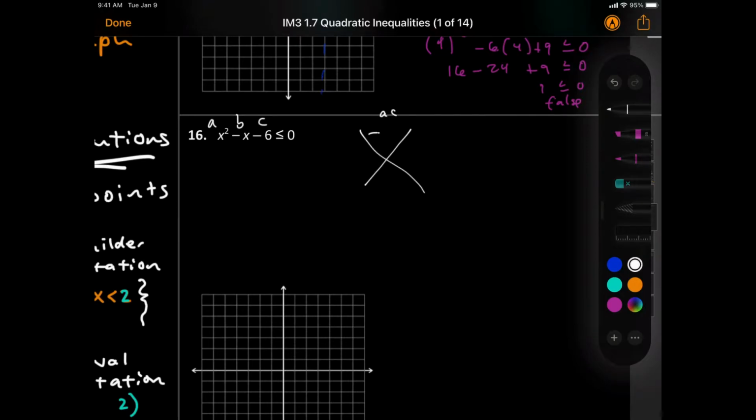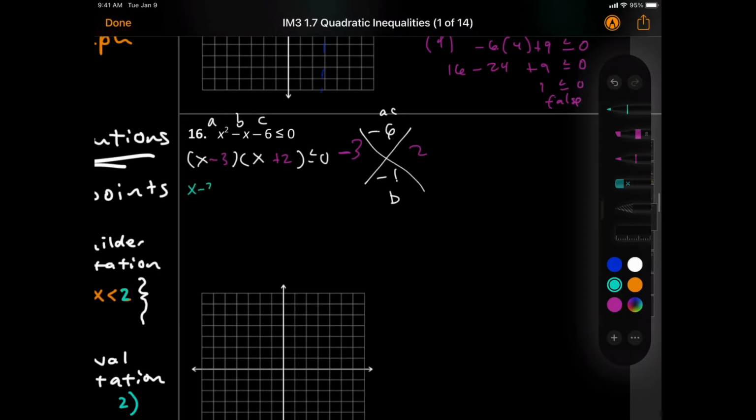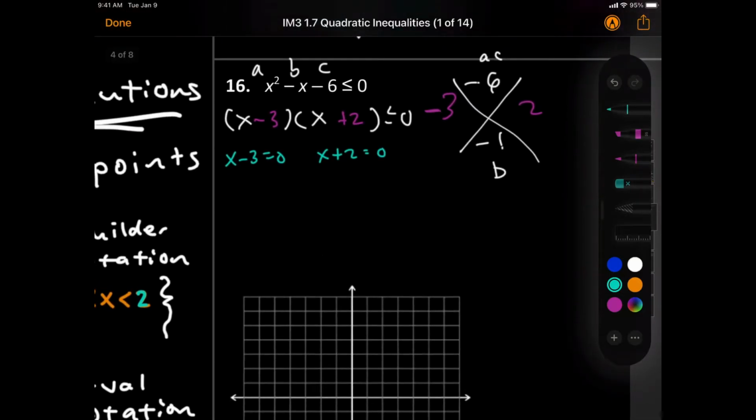A times c is negative 6. My b value is negative 1. And my two numbers have to be 3 and 2, and I want those to add to negative 1, so that'll be negative 3, negative 2. So I get two equations, x minus 3 and x plus 2. Remember, the inequality sign you get intimidated by, just don't touch it for now. You're going to get x equals 3 and x equals negative 2.